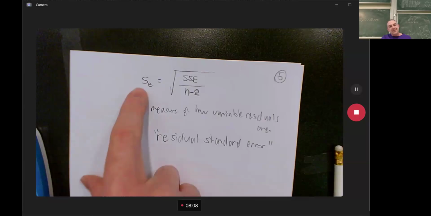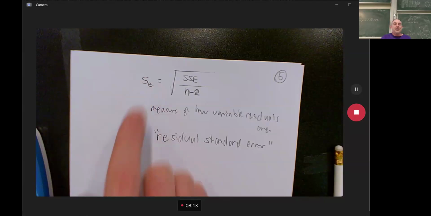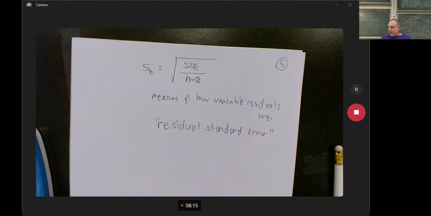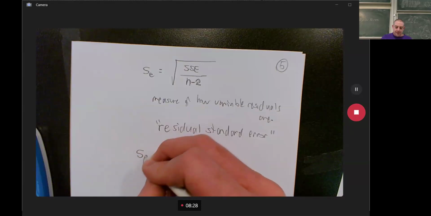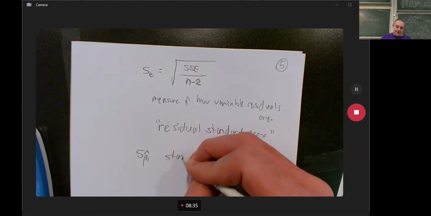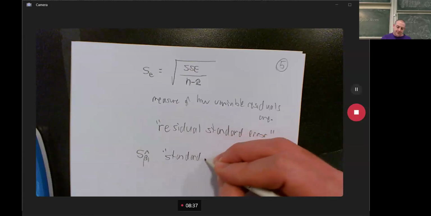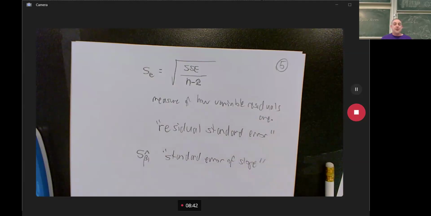So, this SE is like standard error, but it's also the standard deviation of the error. Cool. And now we have that. That's great. That's an estimate of how variable our data is. And then we can calculate this thing, the standard error of beta 1 hat. That's the standard error of the slope.